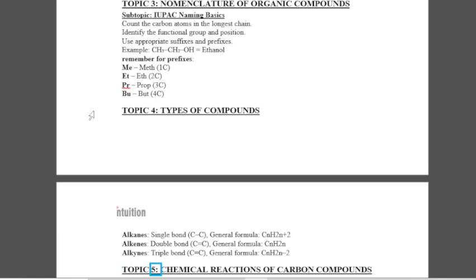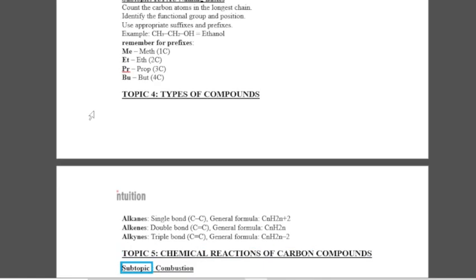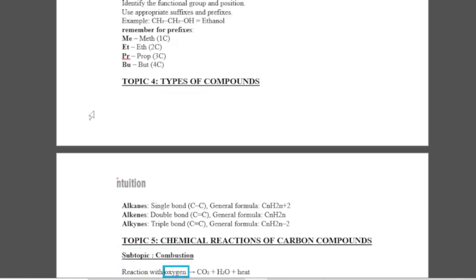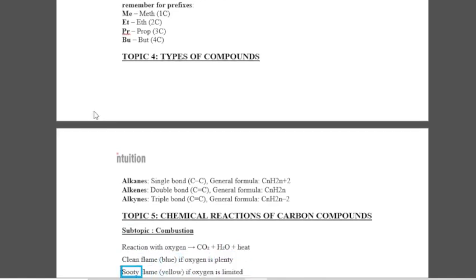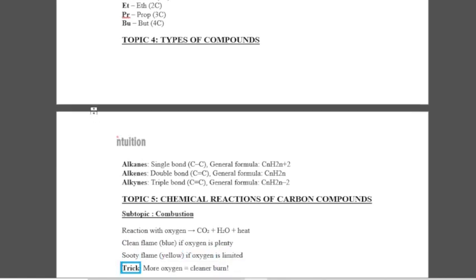Topic 5. Chemical reactions of carbon compounds. Subtopic: Combustion. Reaction with oxygen gives CO₂ plus H₂O plus heat. Clean flame, blue, if oxygen is plenty. Sooty flame, yellow, if oxygen is limited. Trick: more oxygen equals cleaner burn.